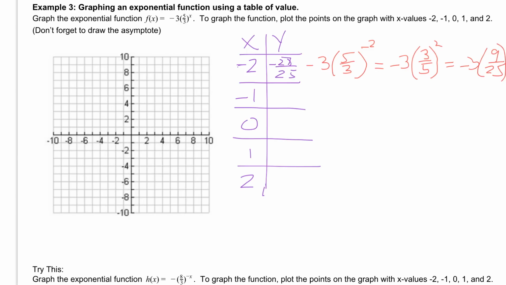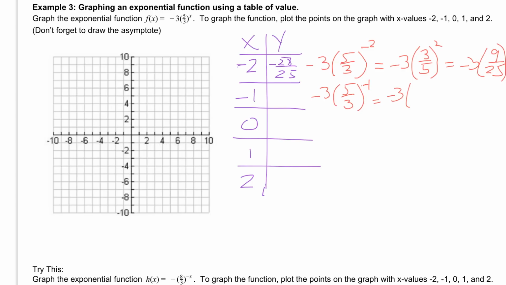Then I'm going to plug in negative 1. So I have negative 3 times 5/3 to the negative 1. And remember, to make that exponent positive, I've got to take the reciprocal. So I've got to move the 3 and the 5. So this becomes negative 3.